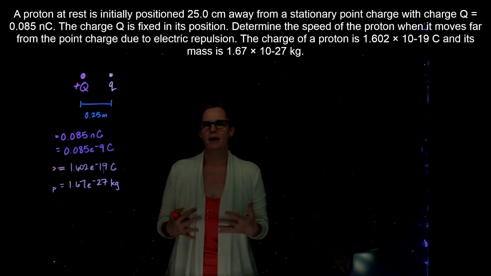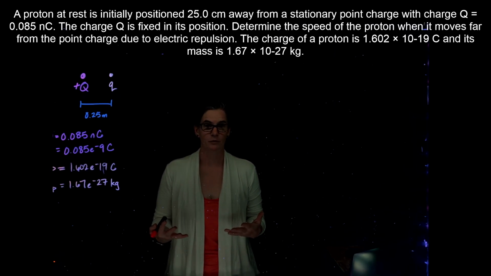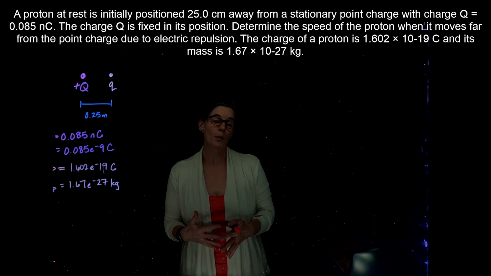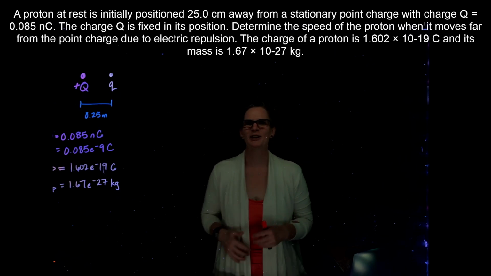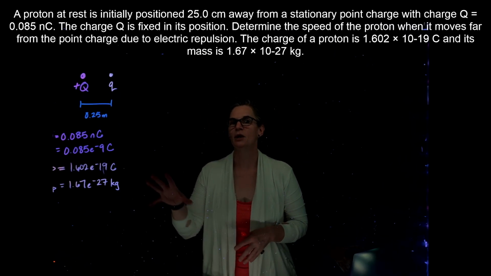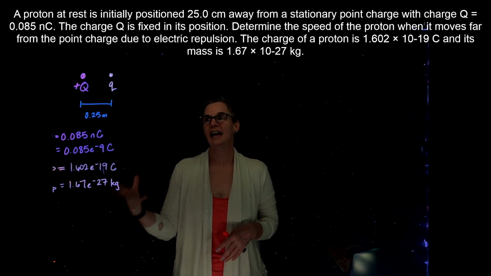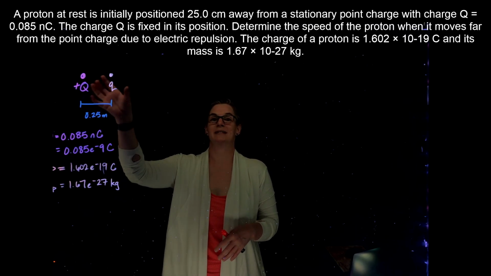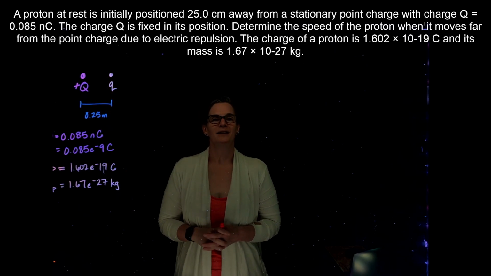Now when we think about analyzing how fast something is moving, we can do it in a number of ways. We can look at kinematics and forces, or we can look at energy. And we're going to look at energy in this example because we can talk about the electric potential energy of this charge when it is at a certain distance away from that source charge.